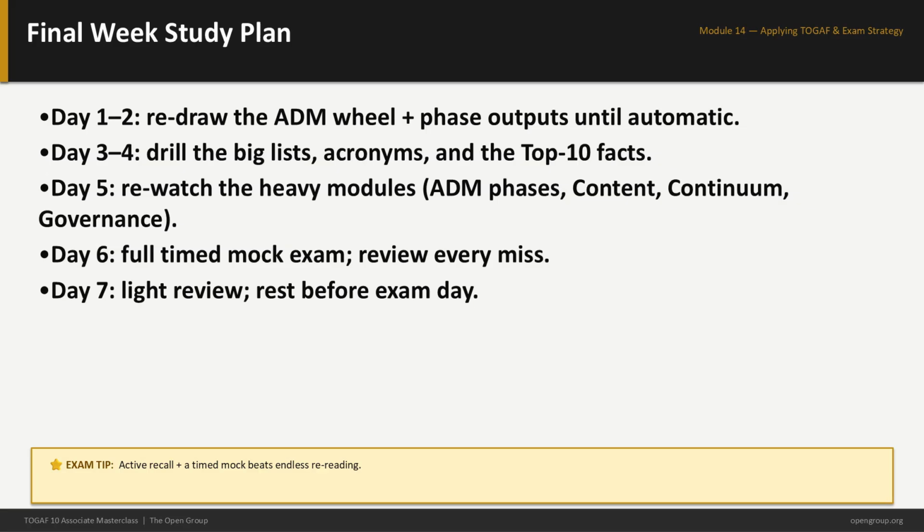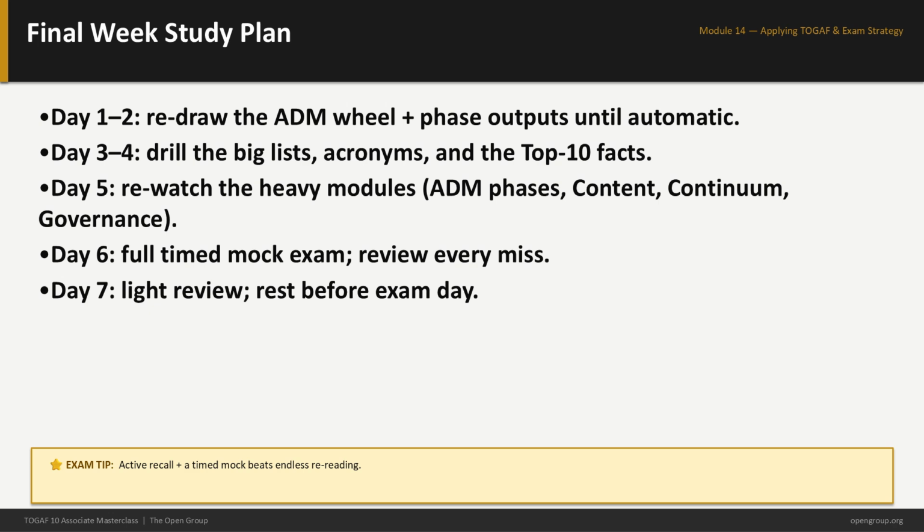Let me give you a concrete plan for your final week. Days 1 and 2, redraw the ADM wheel and the phase outputs until they're completely automatic. Days 3 and 4, drill the big lists, the acronyms, and the top 10 facts using active recall. Day 5, rewatch the heavy modules, the ADM phases, the content framework, the continuum, and governance.